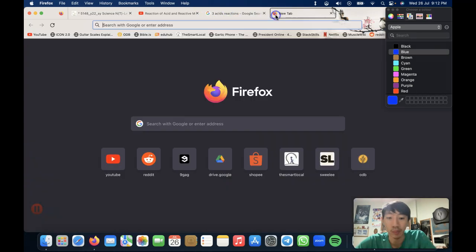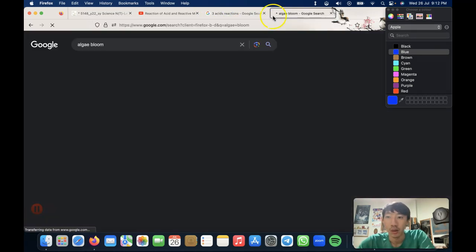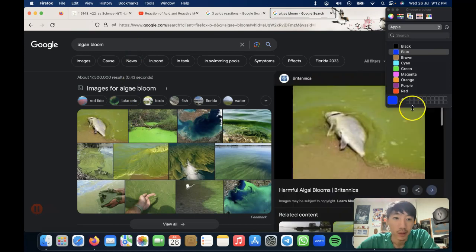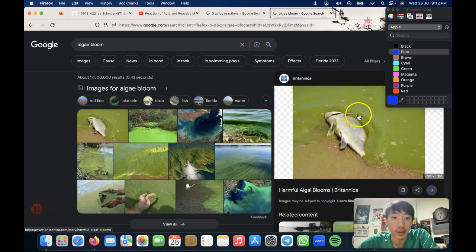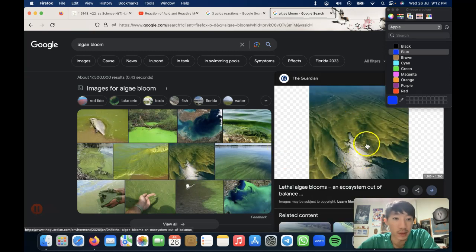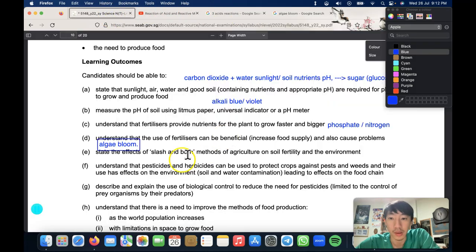Let me just show you a quick picture of it. It looks like that, right? So you say, hey, I never put my fertilizer into the water. Why suddenly did the water turn green? It's because the fertilizer can flow from the farm into the sea. So if the farmer puts too much fertilizer, then it can overflow or overrun into the sea and cause an algae bloom.